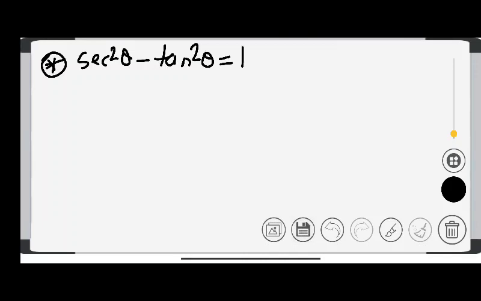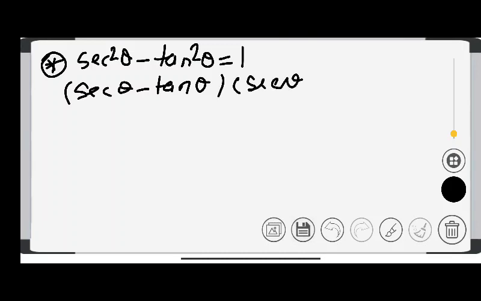Let's study another identity. We have studied the identity secant square theta minus tan square theta is equal to 1. What have we done? You have done (secant theta minus tan theta) into (secant theta plus tan theta) is equal to 1. I have already explained this formula, so I don't need to explain it again and again.